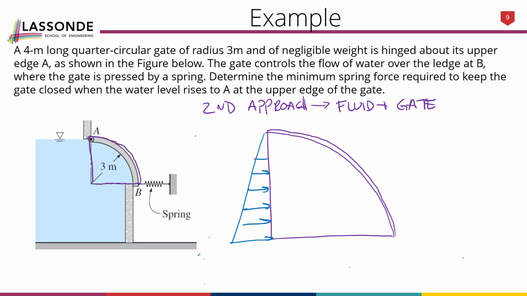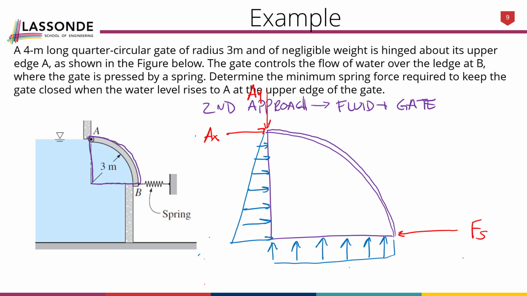We still have that horizontal force and that vertical force from the pressure of the fluid acting on these projections. Now we have the force of the spring. We have the reaction forces at that hinge. And we have the weight of the fluid inside the system that we're defining. So we know that the force from the pressure is equal to the area multiplied by the pressure at the center of gravity on that vertical plane and the horizontal plane.